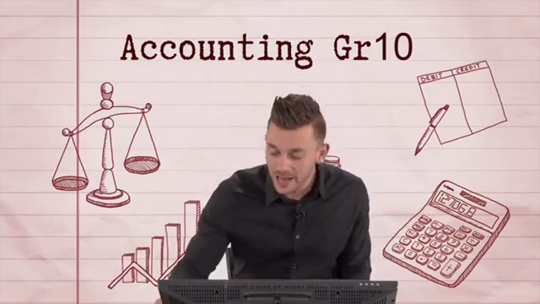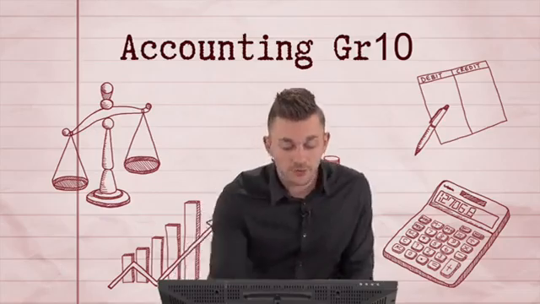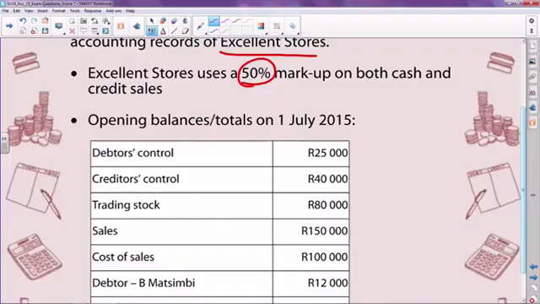Now, another thing, I'm giving you balances. So I'm giving you opening balances or totals on the 1st of July. So that's the beginning of my month. So I always start at the beginning of a month, and then I'll do the journals for those months, and then I need to take the journals to the general ledger. So let's go and see.